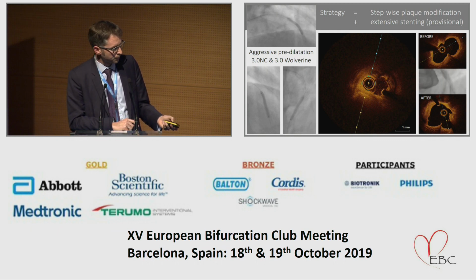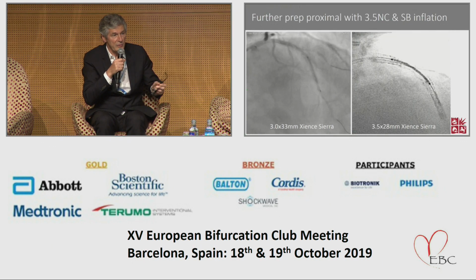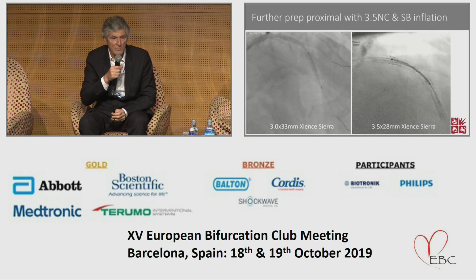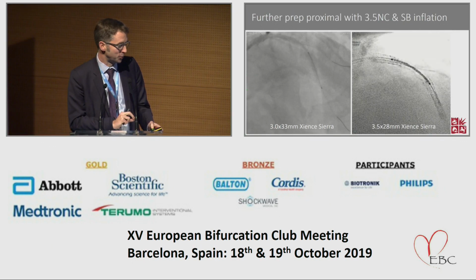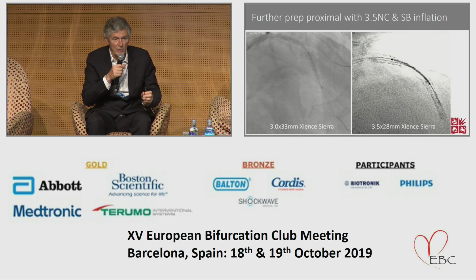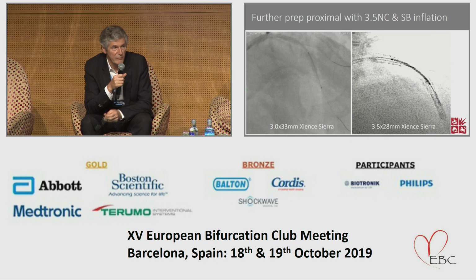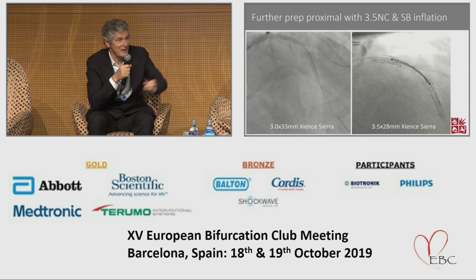So keep it open means that you put a wire in the side branch. Yeah, I've just given a little squeeze with a balloon. If you have a wire in the side branch, you will not lose the side branch. No. Even if it's occluded. Yeah, go on.